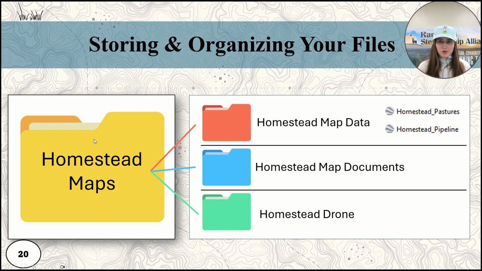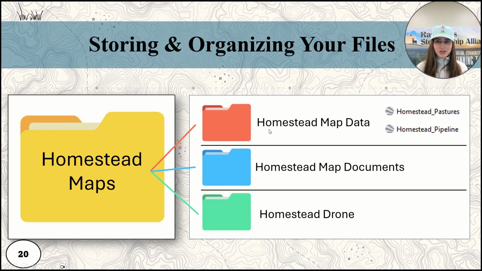So my example, my organizational structure for my file system: I find it extremely important to have a structure so that I can easily find what I need. And to do this, I utilize folders and a naming system. And you can see here that I'm keeping all of the mapping related information in a series of folders. The first folder, or the yellow folder here, contains all the mapping information related to the homestead property, or, for example, my example ranch.